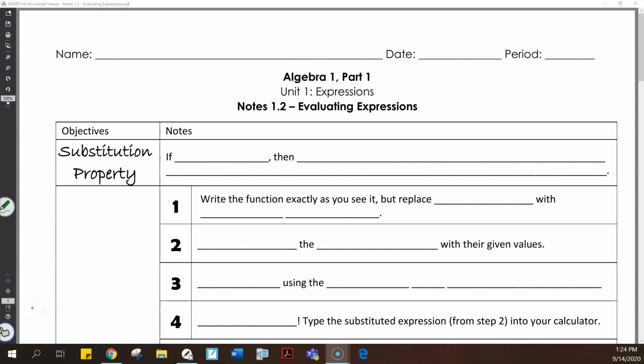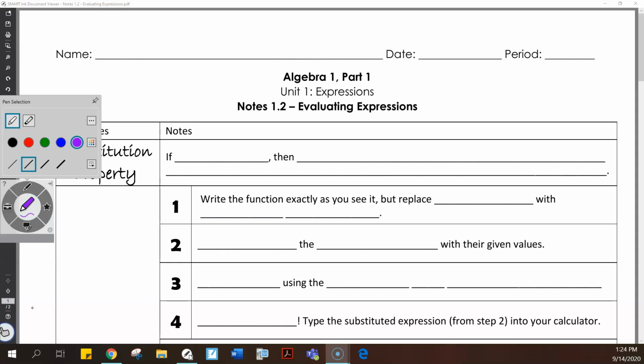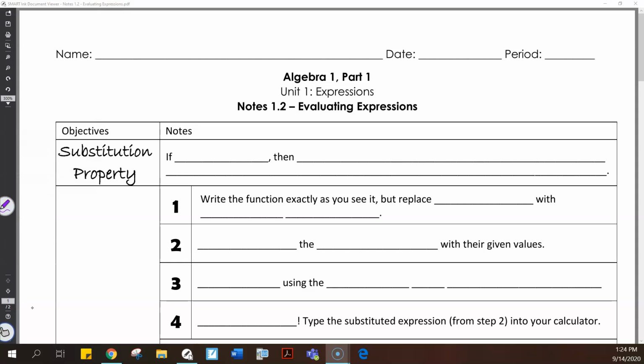Everyone. Today we're going to be covering evaluating expressions when you're given replacement values for variables. So the property that allows us to work through it this way is called the substitution property.